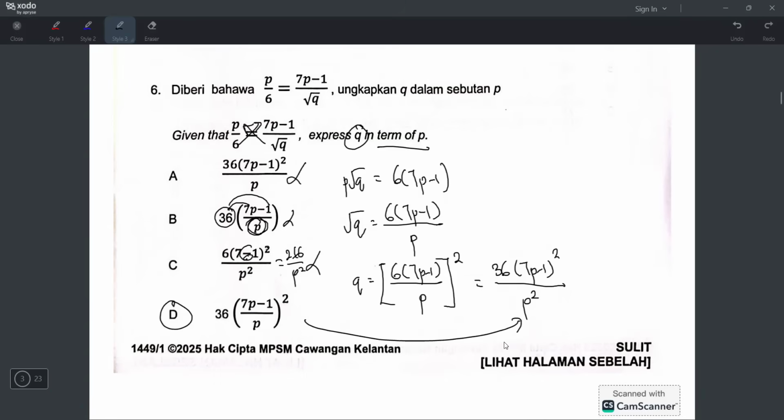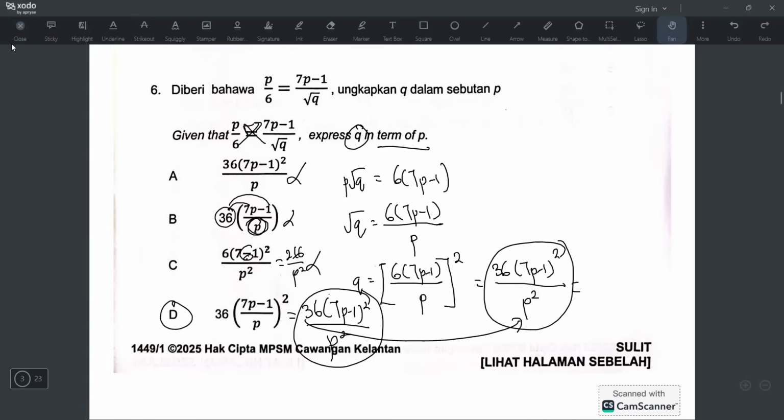Yeah, it's exactly similar with this because the 36 is the 36 here, right? Yeah, and then the 7p minus 1 square, yeah, is the same lah because 36, and then you imagine the 7p minus 1 square, and then the p also have to square, right? Yeah, so this one and this one is the same thing. Yeah, it's just written a bit differently. Okay, so yeah, the answer is D donkey. Okay, all right, that's it.